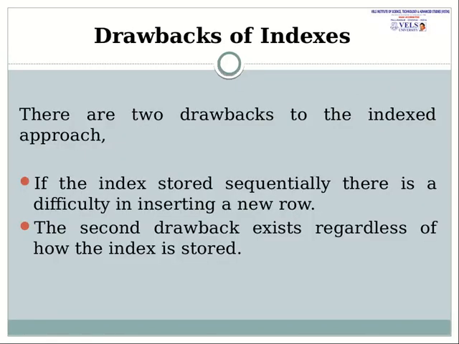But there are 2 drawbacks of indexes. One is if the index is stored sequentially, there is a difficulty in inserting row by row. If you want to add a new row and it is in sequential order, we cannot find which block the particular new row can be inserted into. And the second drawback is regardless of how the index is stored.